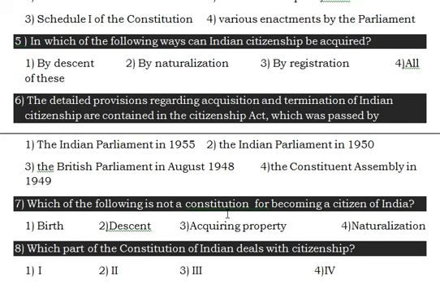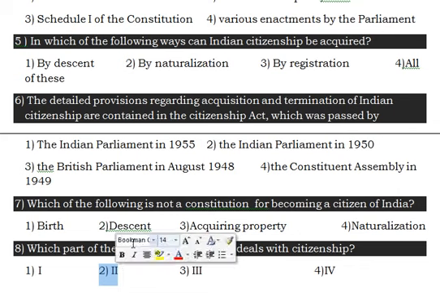Which of the following is not a qualification for becoming a citizen of India? By birth you can become a citizen of India. By descent you can become a citizen of India. By acquiring property, so this is not true. If you acquire property, you will not be called a citizen of India. So the third option is the answer. And which part of the Constitution of India deals with citizenship? The second part of the Constitution deals with citizenship.